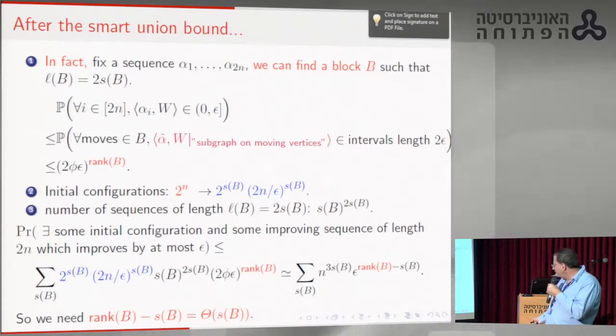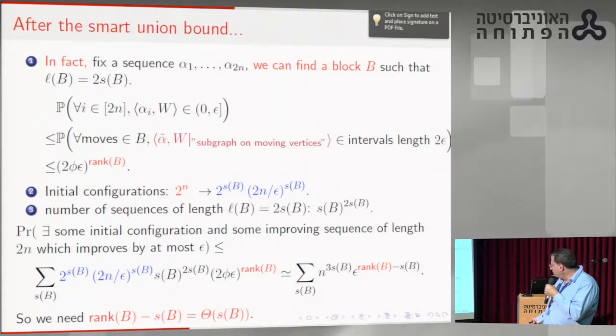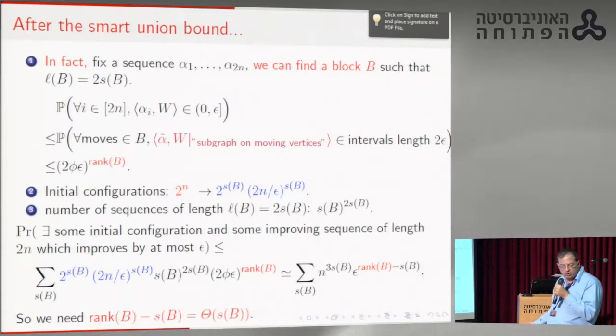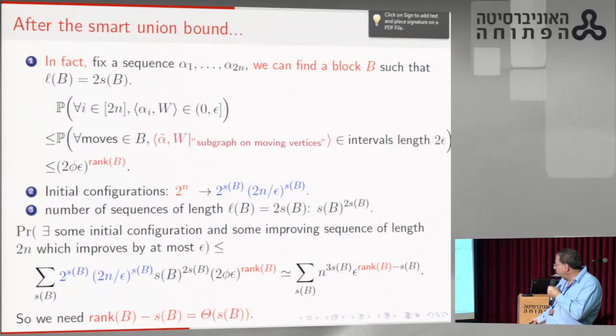So when you look at this, you see that epsilon, before it occurred just once, but now it occurs twice. Epsilon is taken here to a power S of B, but it's 1 over epsilon. So this is a big number. And here epsilon to the rank of B is helping us. So to get something from this argument, we really need rank of B minus S of B to be substantial, and substantial enough to deal with the remaining factors. It really needs to be of order S of B.